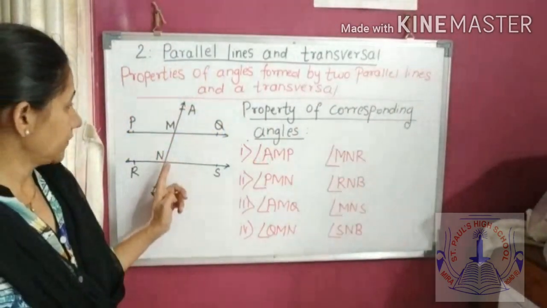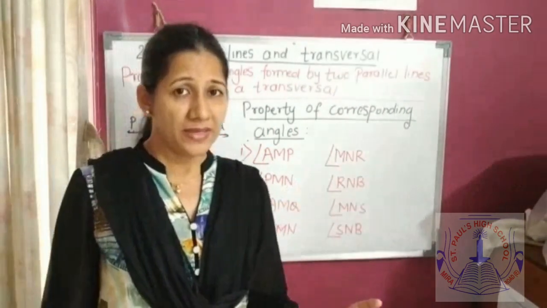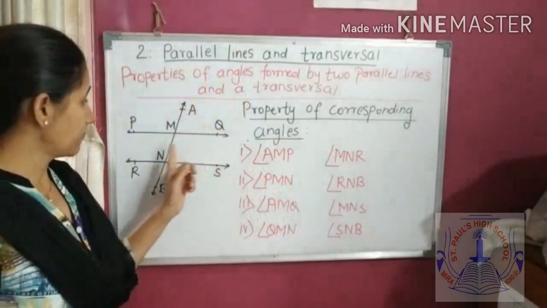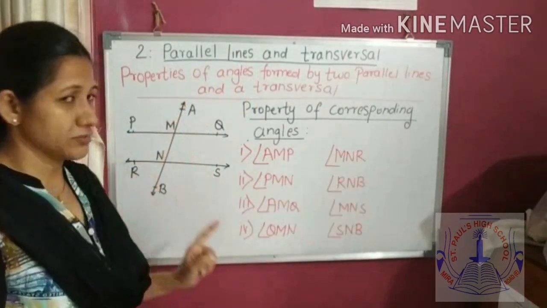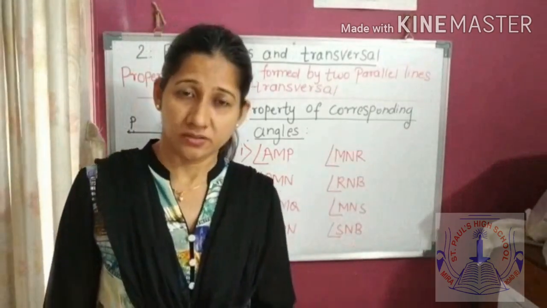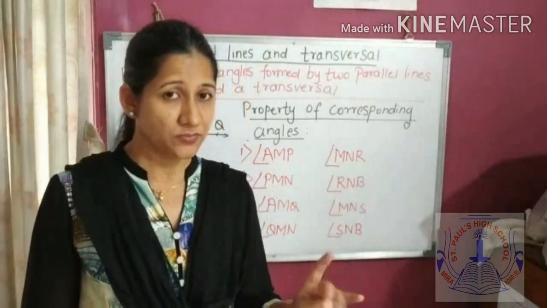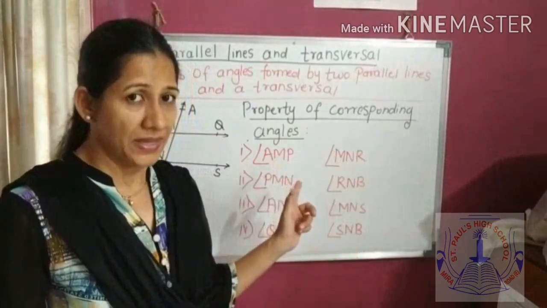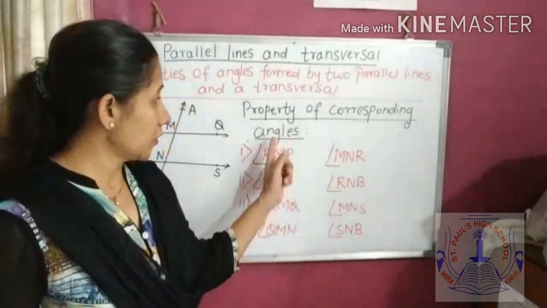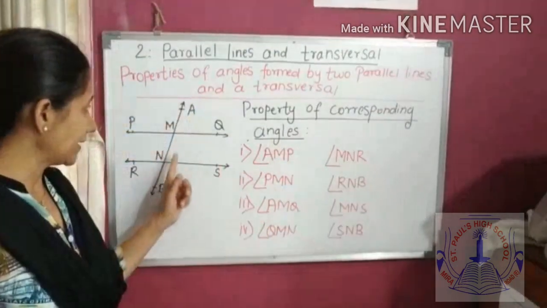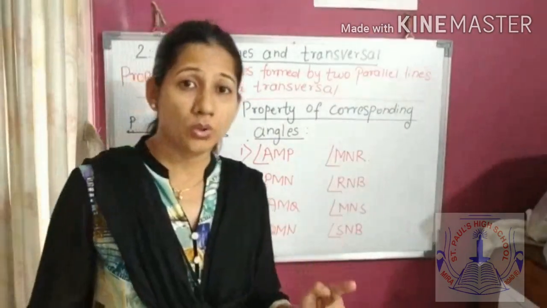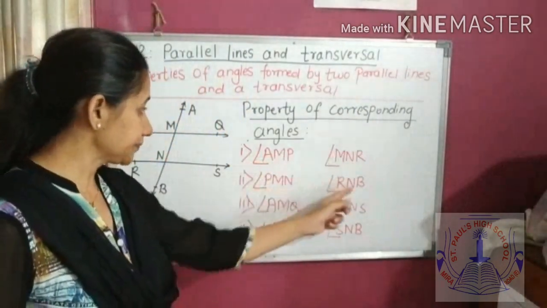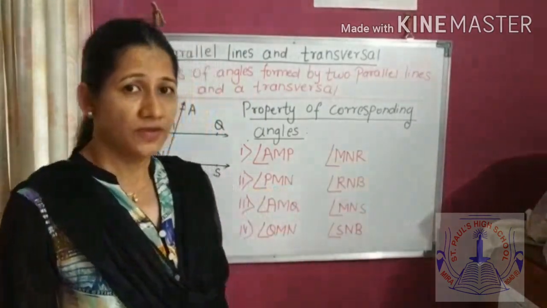To study the property of corresponding angles, the very first thing is each pair of corresponding angles which is formed by two parallel lines and the transversal are congruent to each other. So now you know there are four pairs of corresponding angles formed by two parallel lines and the transversal. If the lines are parallel, then the corresponding angles are congruent to each other. Clear? I have already written these four pairs of congruent angles over here.